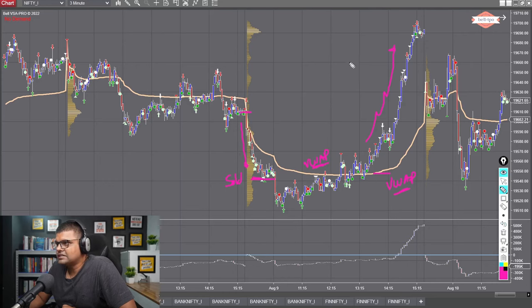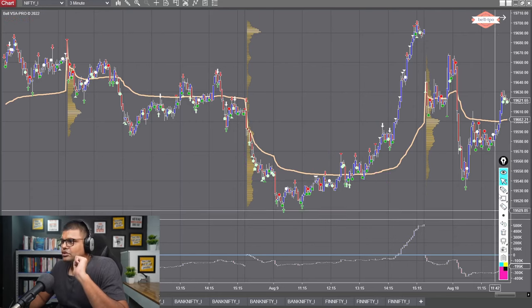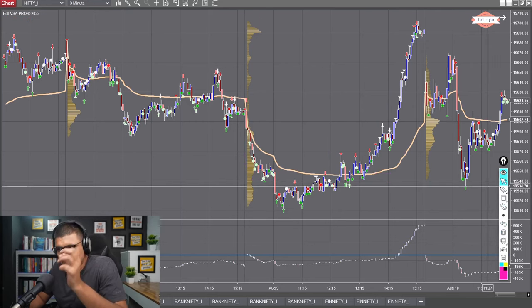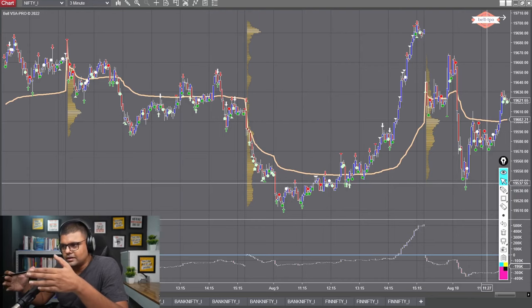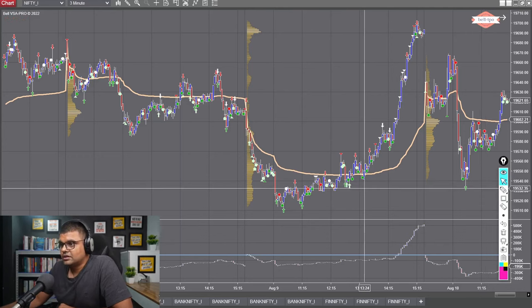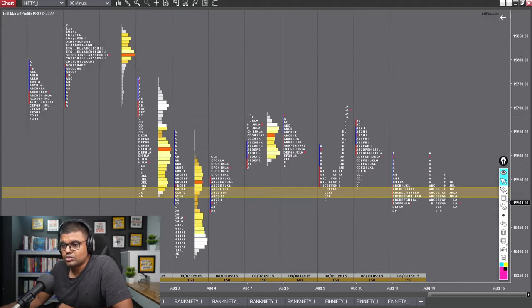Now, why is this important? Because you need to avoid getting trapped into bad trades. You are not losing money because you're not booking profits or you are not able to understand the markets. No, you lose money because you get trapped into bad trades. So trading mistakes are what are causing your poor trading results.